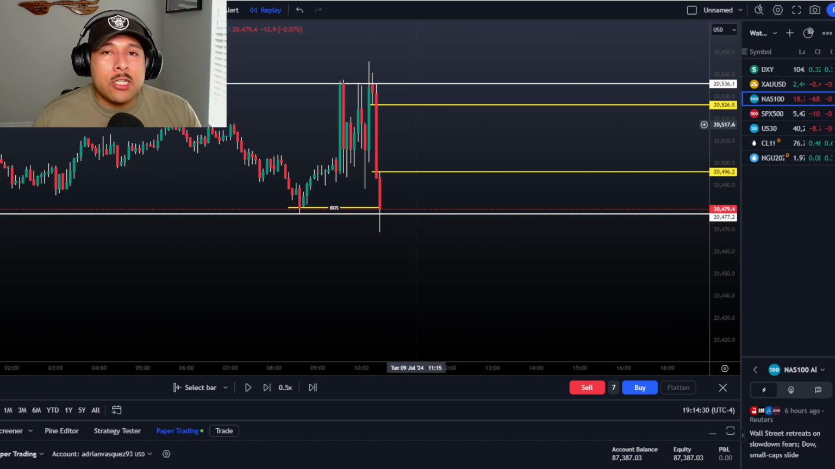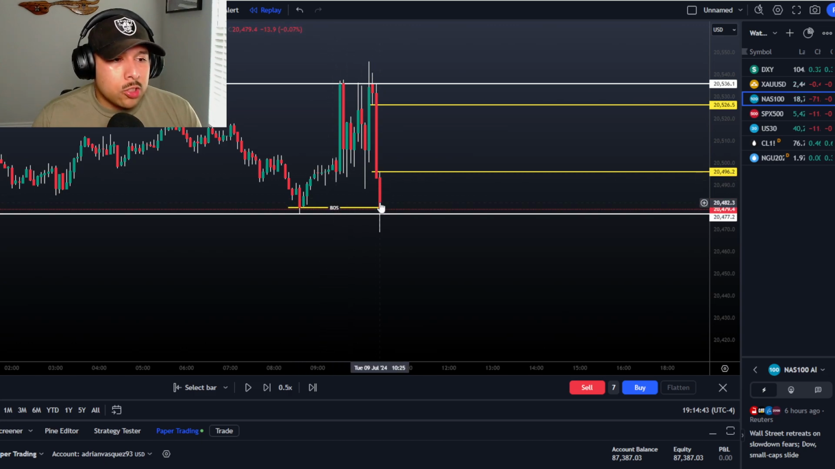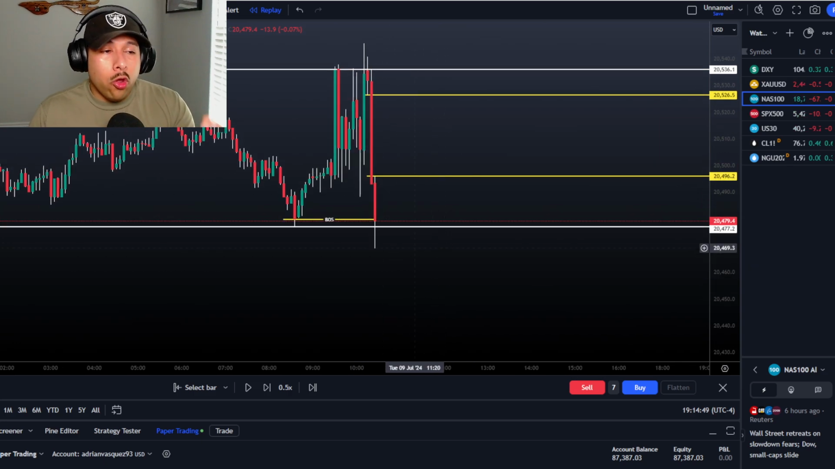All right, entry confirmation number 3. Did we break the structure of the previous low? Technically, this is a change of character. I explained what change of character is in my market structure basics, but we broke the structure to the downside, indicating that this trade wants to continue going to the downside. That's literally the entry confirmations on the 5-minute time frame.